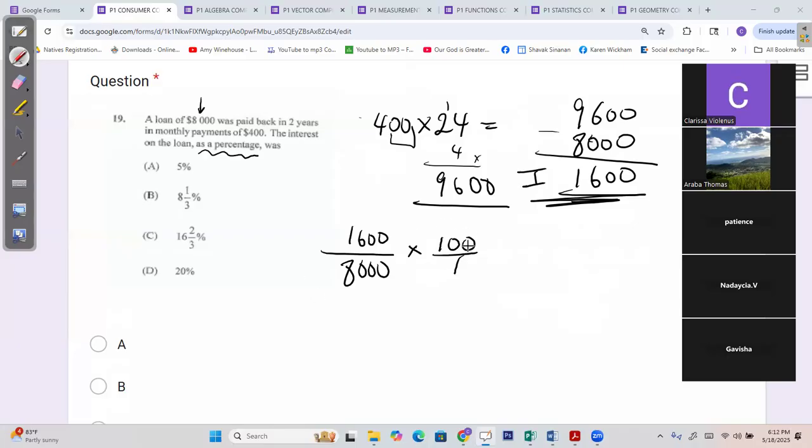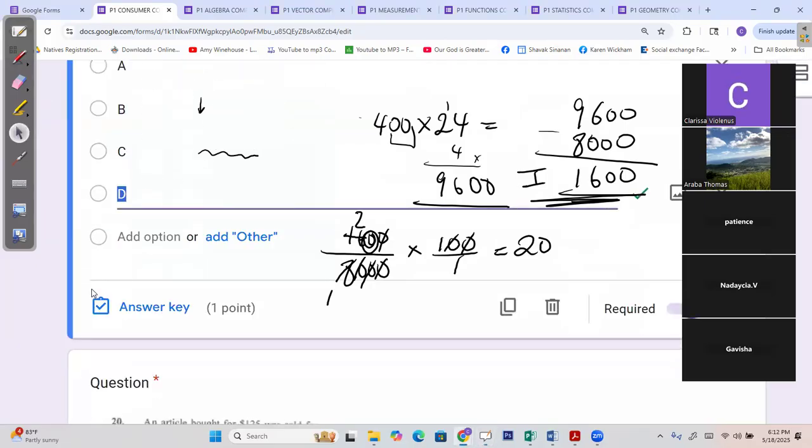So this is just a bunch of zeros we're going to be canceling, right? Cancel, cancel, cancel, cancel. So now look at this. 8 into itself once, 8 into 16 goes twice, but we still got 0. So what is my final answer? My final answer is 20%, D. If you got it, say got it.